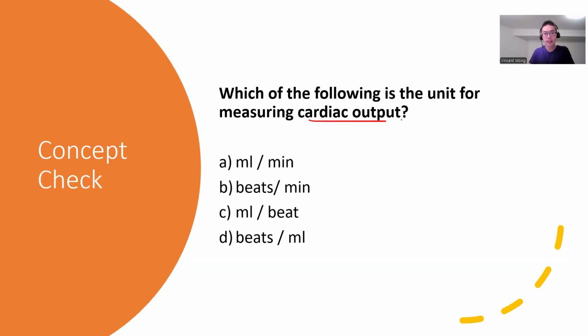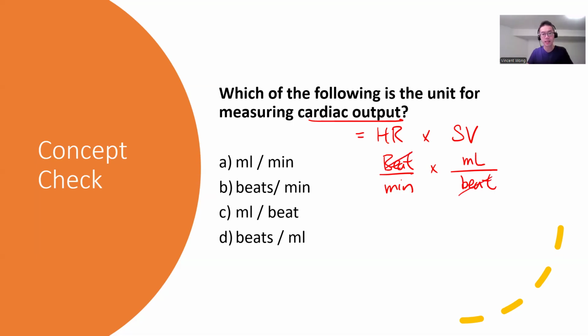So, cardiac output equals heart rate multiplied by stroke volume. Heart rate is beats per minute. Stroke volume is milliliters per beat. If you cross out the beat, then cardiac output is milliliters per minute. Okay, how much blood does the heart send out every minute? That's cardiac output. Okay, beats per minute, that's heart rate.